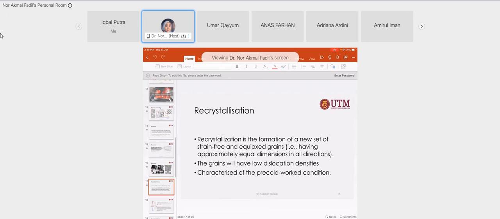And then recrystallization is the formation of a new set of strain-free and equiaxed grains, which have approximately equal dimensions in all directions.